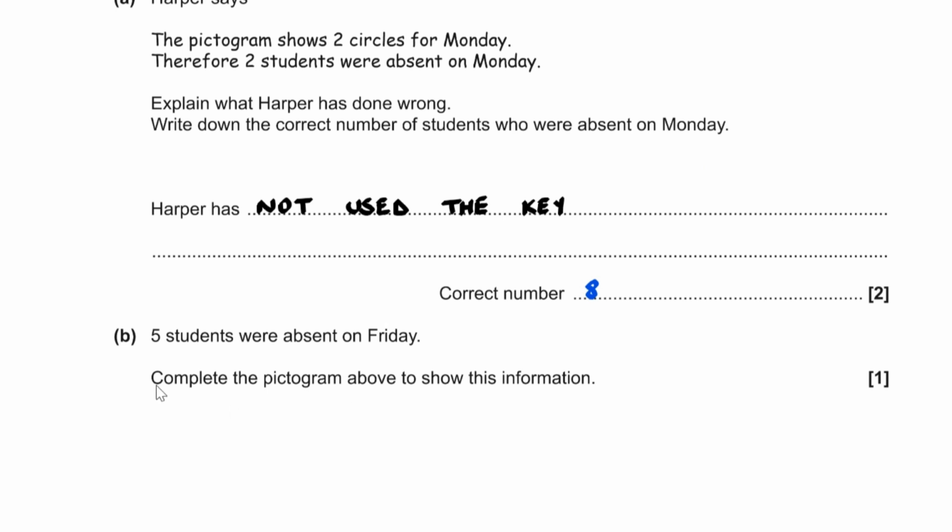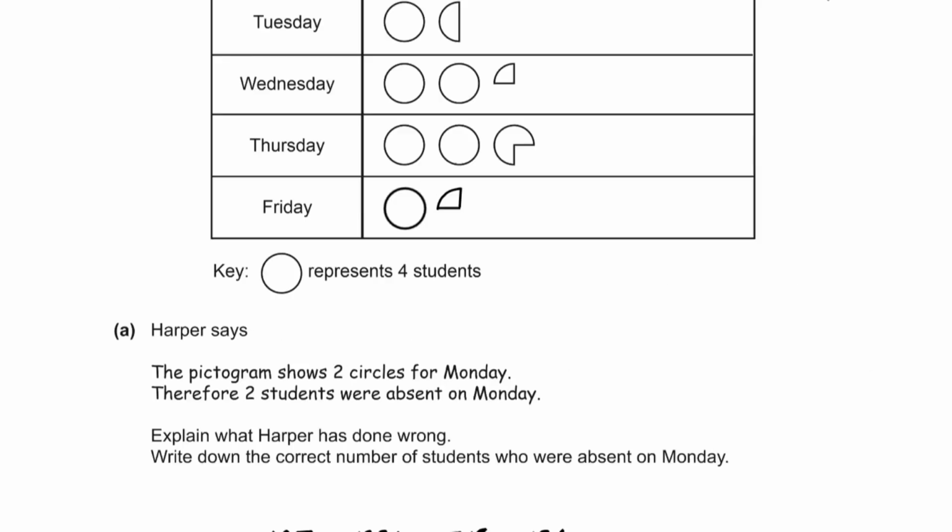Part B, 5 students were absent on Friday. We have to complete the pictogram above to show this information. What you can see here for Friday, we have 4 plus 1, which gives 5 students who were absent on Friday. We have used this key to represent 5 students being absent on Friday.